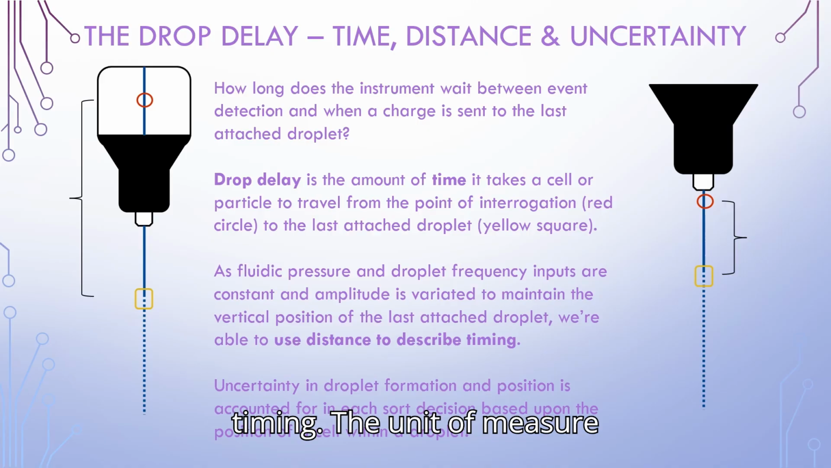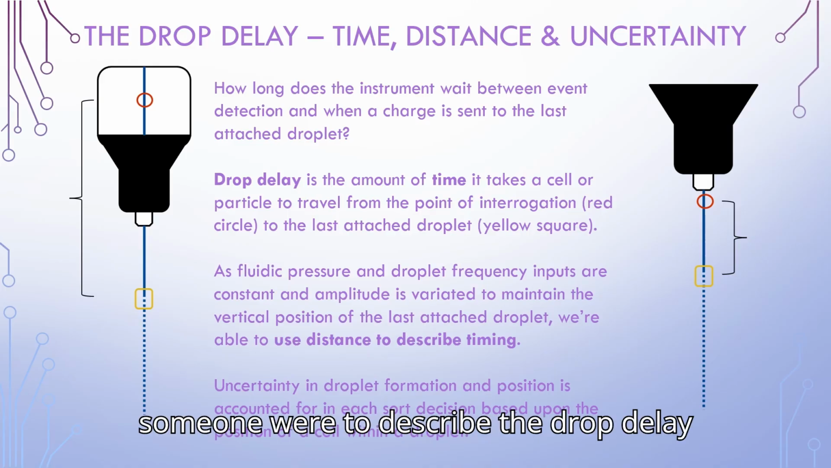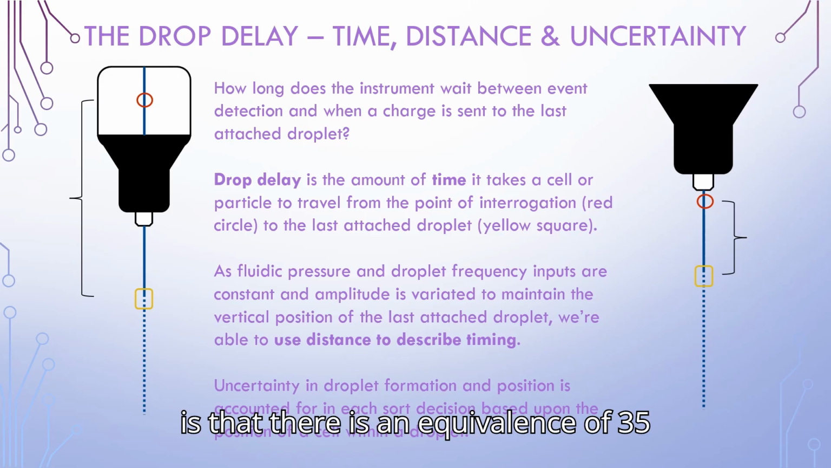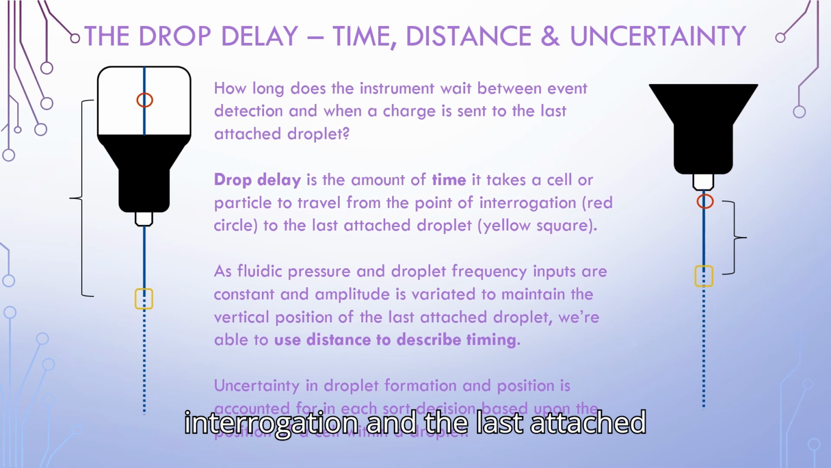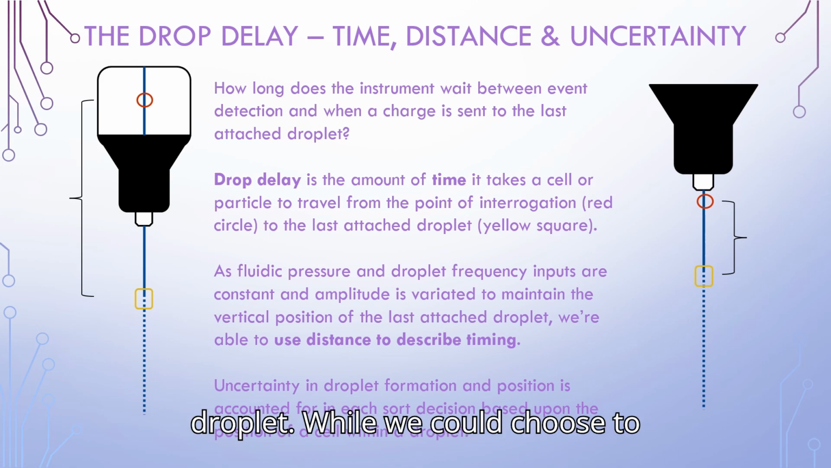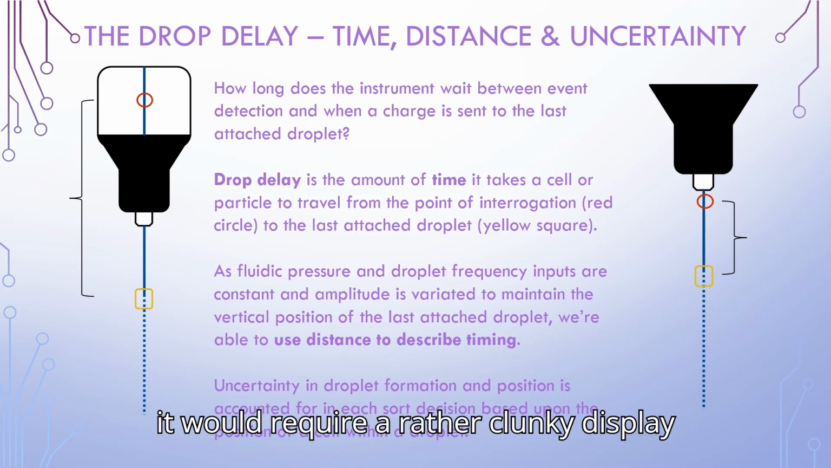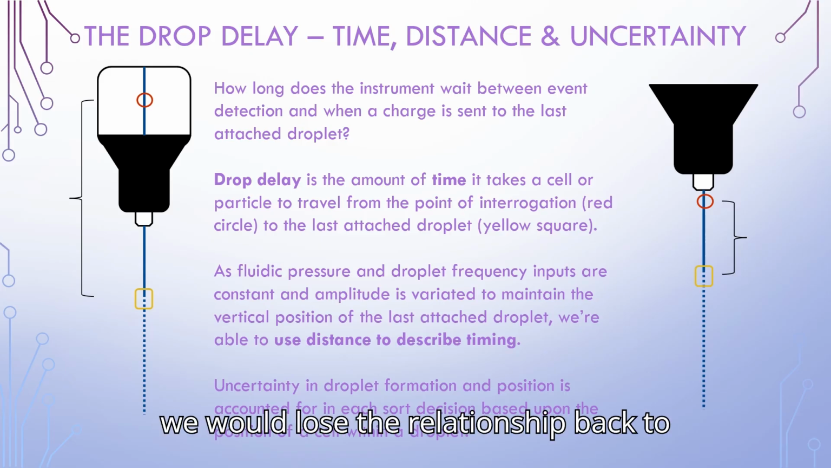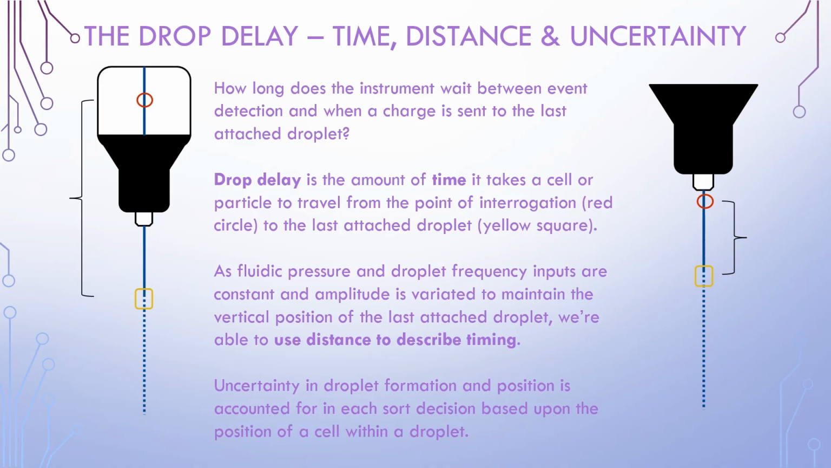The unit of measure for this distance timing is a droplet period, or more simply, drops. For example, if someone were to describe the drop delay as a value of 35, what they mean is that there is an equivalence of 35 sortable droplets between the point of interrogation and the last attached droplet. While we could choose to describe timing in fractions of a second, it would require a rather clunky display of values behind the decimal point, and we would lose the relationship back to the work being done, which is the sorting of cells within droplets.